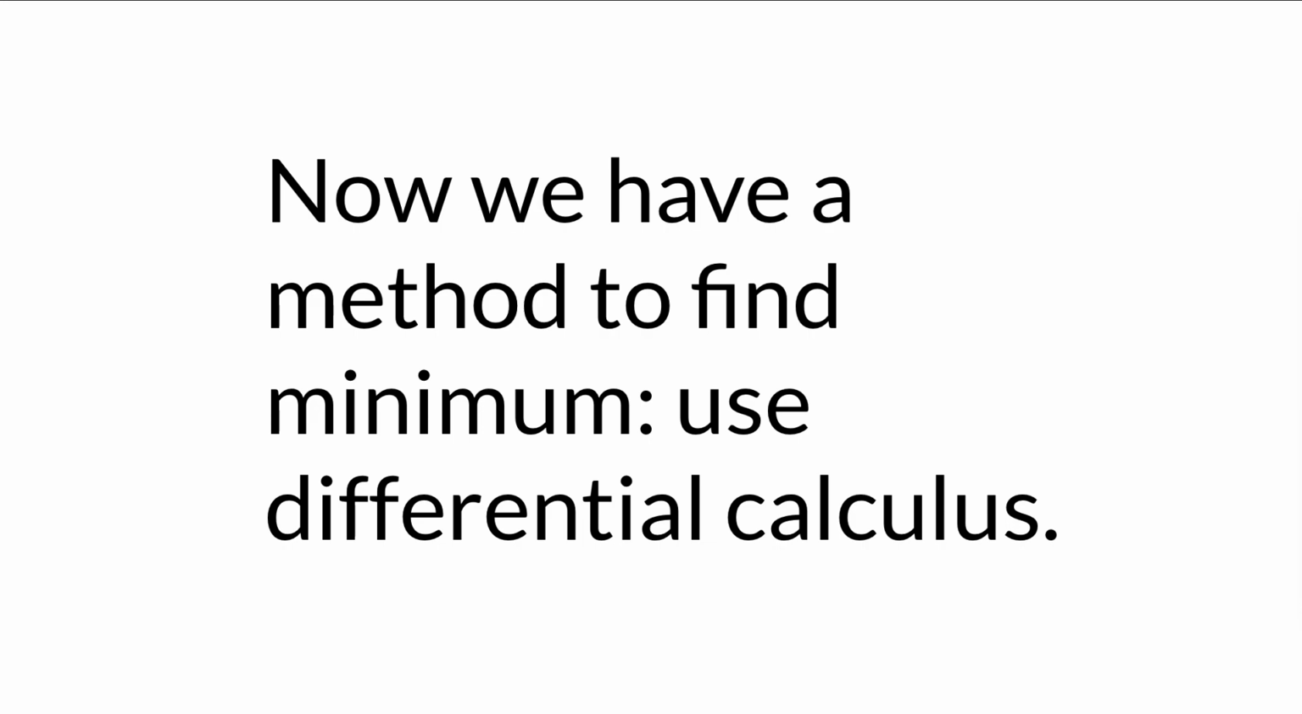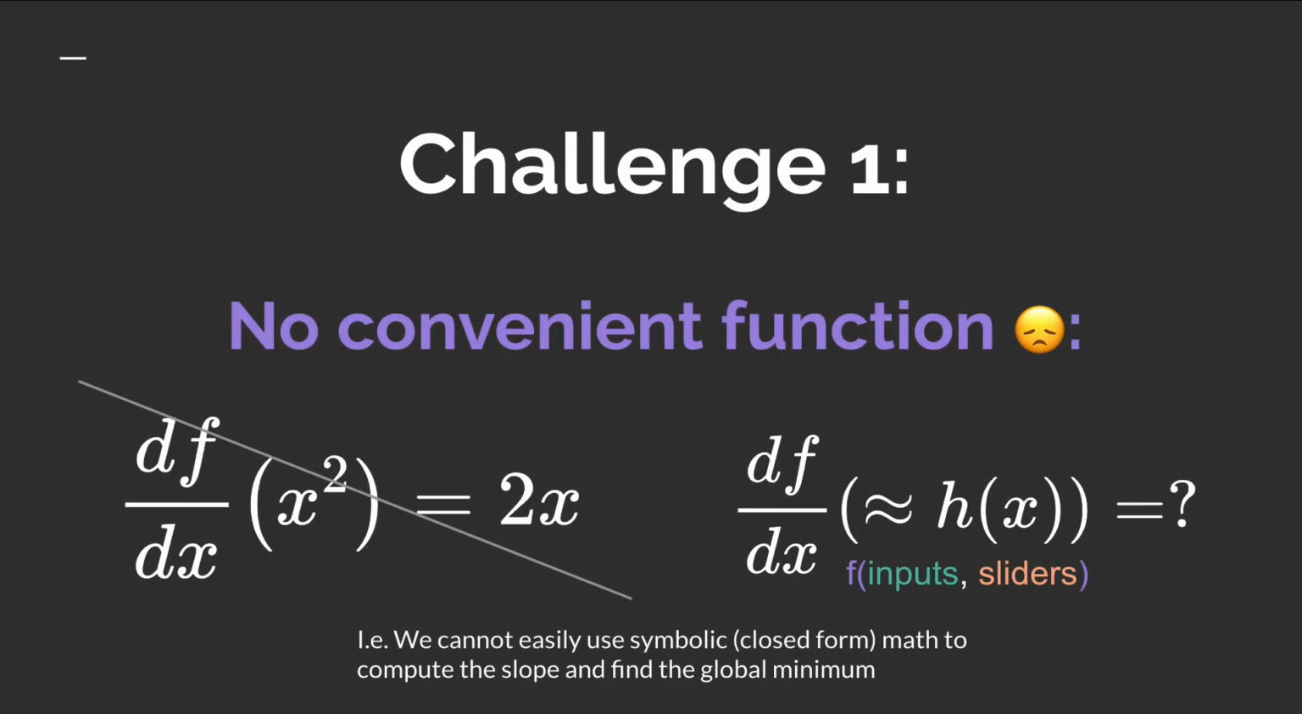We use differential calculus. However, challenge number 1 is we don't have a convenient function. As we said at the beginning, we don't know what the hidden function is. We're approximating it. And that approximation is some very complex network of functions inside of our neural network, which we'll get into later. It's not something that's analytically solvable because there is no convenient function like x squared. Therefore we can't use symbolic or closed form or analytical math to compute the slope and find the global minimum. Even if we could, it's an intractable problem.